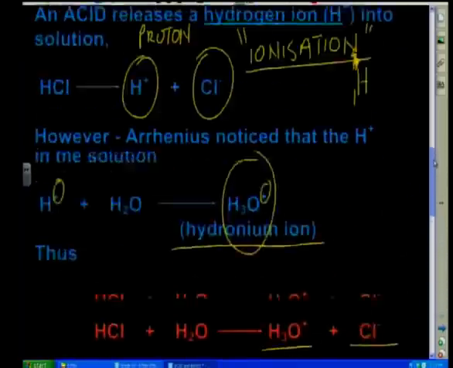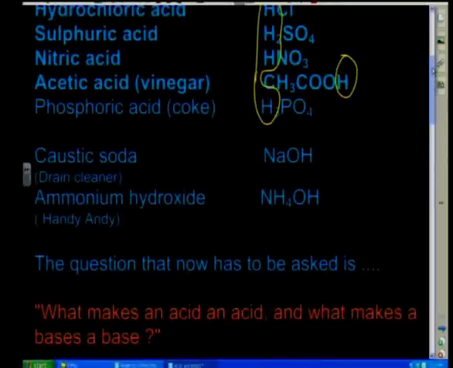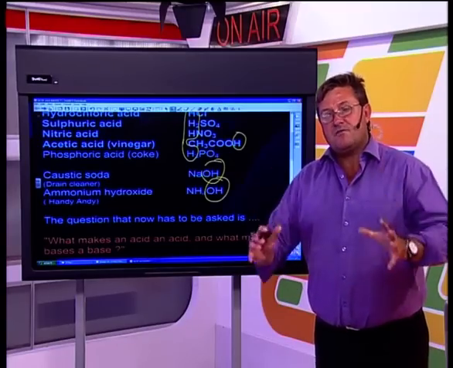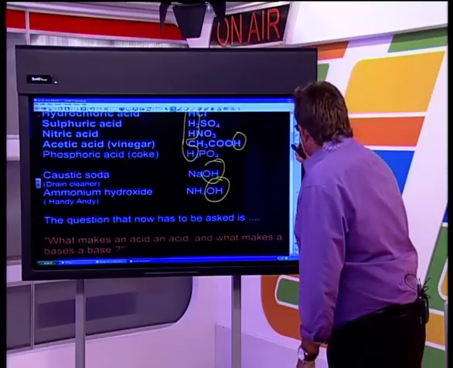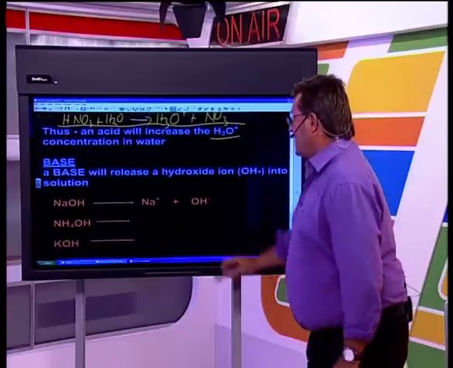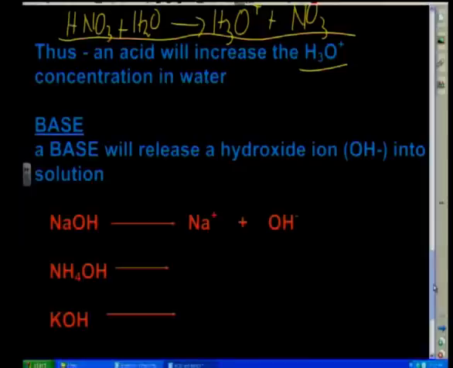So we go all the way back and look at our formulas for our bases. Can you see now that every base we've got there has the OH group present? In other words, the presence of the hydroxide ion. So all we simply do is take the sodium hydroxide, place it into water, and we simply get what is called a dissociation.